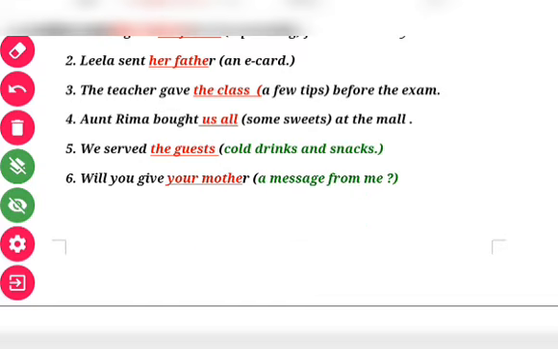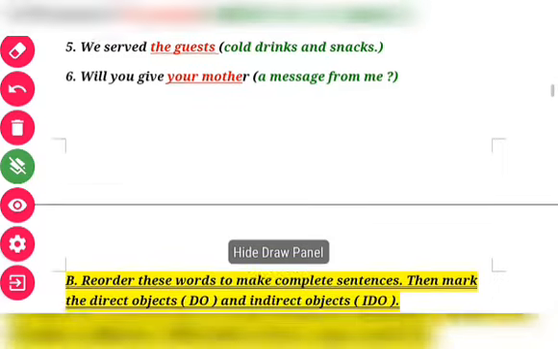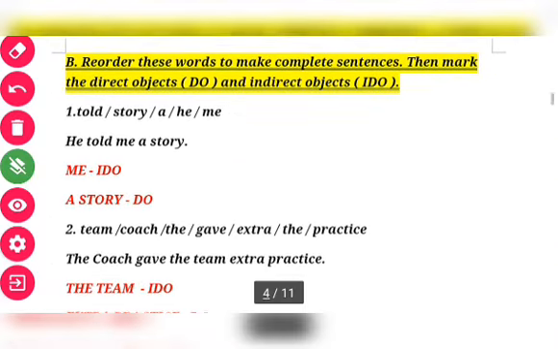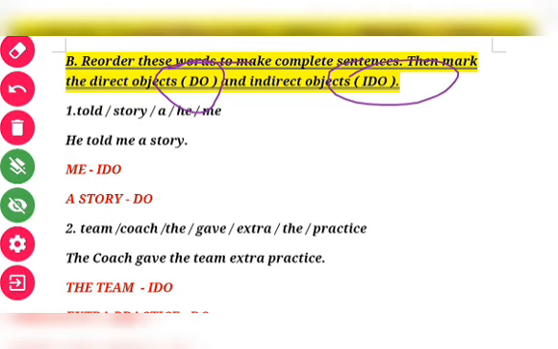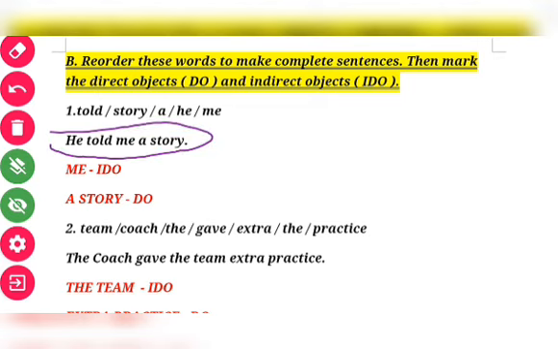Now we will proceed to the next exercise on the same page. Here you have to rewrite these words to make complete sense, then mark the direct object and the indirect object. Some jumbled words are given here. First you have to arrange them in order. So: told a story, a, he, me. Here it will be he told me a story. Me will be the indirect object and a story is the direct object.